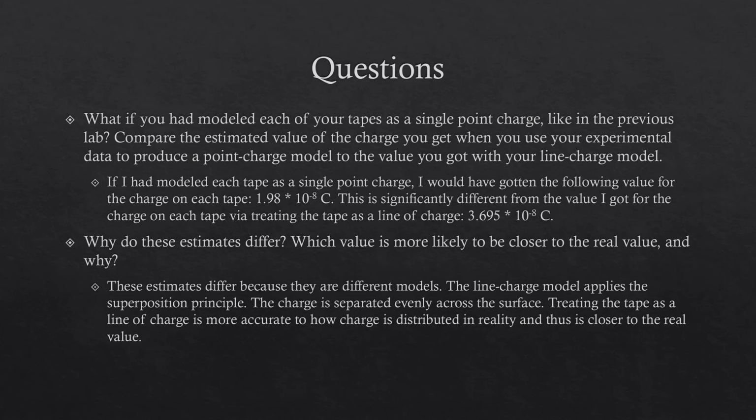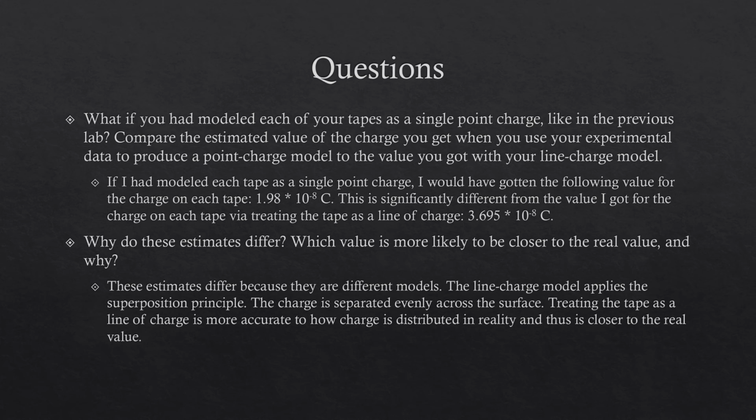If I had modeled each of my tapes as a single point charge like in the previous lab, I would have gotten the following value for the charge on each tape: 1.98 × 10^-8 coulombs. This is significantly different from the value I got for the charge on each tape via treating the tape as a line of charge: 3.695 × 10^-8 coulombs. These estimates differ because they are different models.